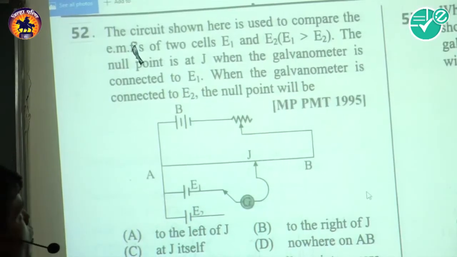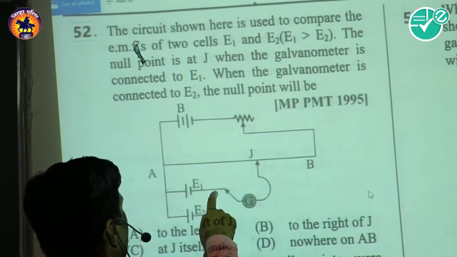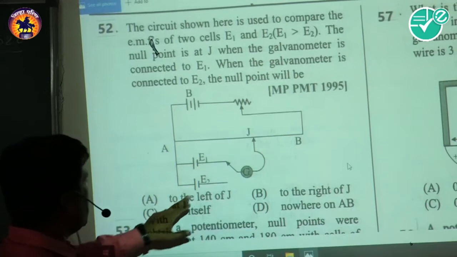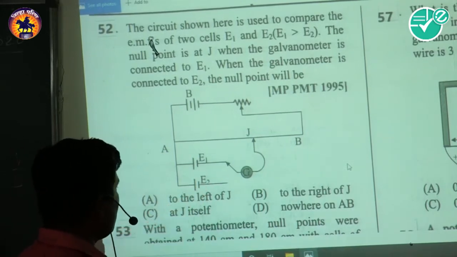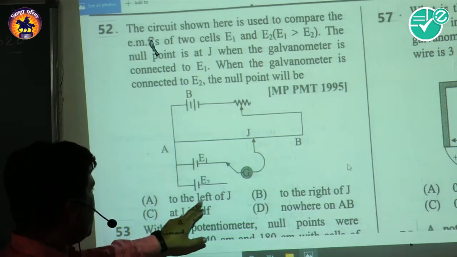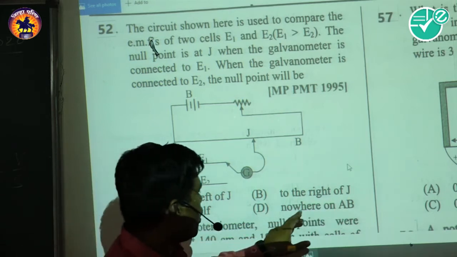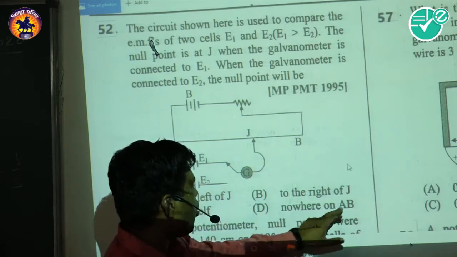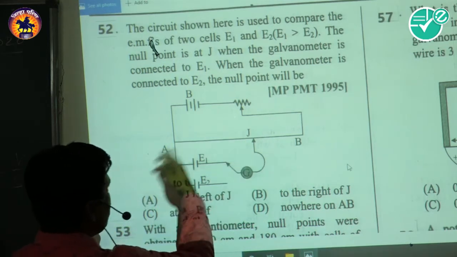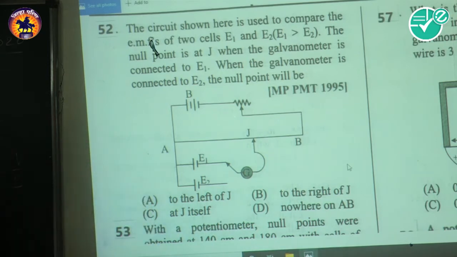So here surely E1 is greater than E2. If E1 is greater than E2, the balancing point of E1 will be at a larger distance compared to the balancing length of E2. So when you connect E2 in the circuit, the balance point will be to the left of J, to the right of J, at J itself, or nowhere on A and B. E2 has less EMF, therefore the null point shifts towards the left of J. So option A is the correct option for question number 52.